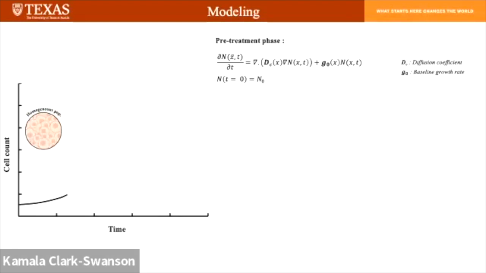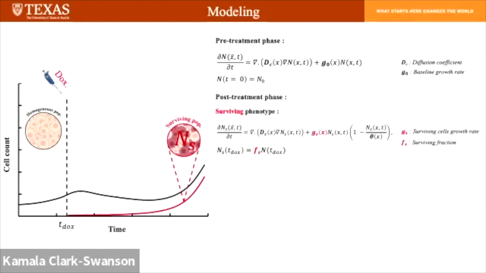Then boom, you give the treatment, and you enter the post-treatment phase. In this phase, we consider that we have a surviving phenotype. You could also call this resistant, which basically is unaffected by the treatment, and so it will follow classic logistic growth.